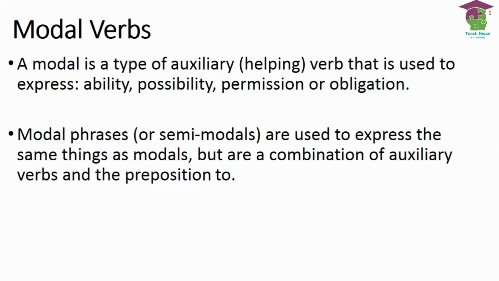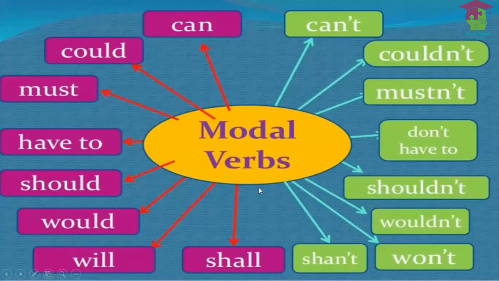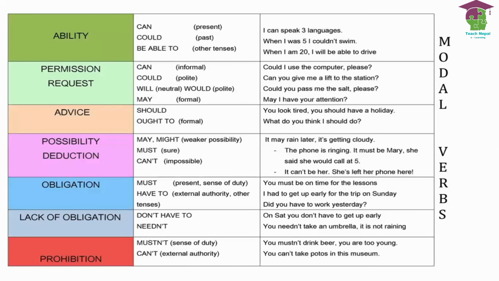Modal verbs, or semi-modals also, phrases are used to express the same thing as modal verbs, but in a combination of an auxiliary verb and the preposition to. For example: can, could, must, have to, should, would, will, shall, shan't, want, would not, should, don't have to, must not, can't. These are what you call modal verbs. And different modal verbs are used to express ability, permission, request, advice, possibility, deduction, obligation, lack of obligation, prohibitions.